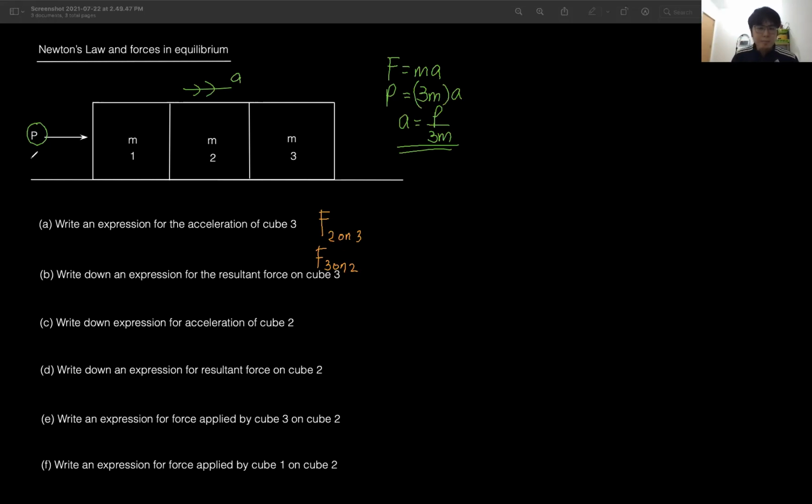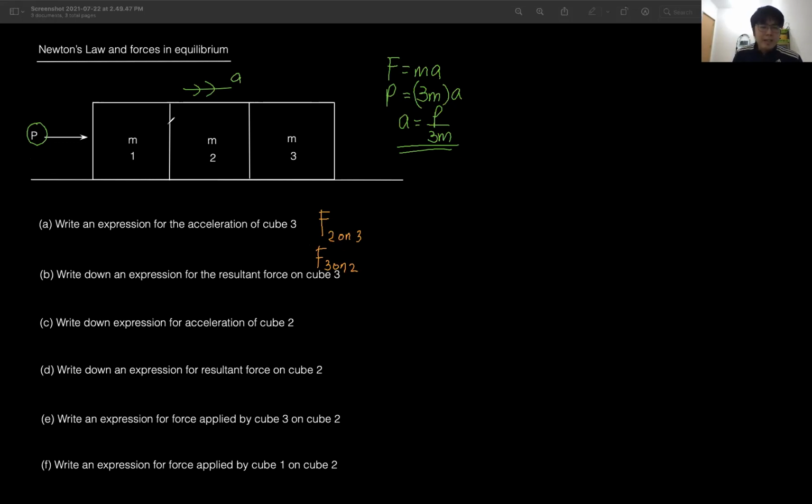One thing to note is that acceleration is the same for all bodies in this case, because every single body is attached, so they are viewed as one single body, like one big body. So if mass 1 accelerates at 2 meters per second squared, then mass 2 and mass 3 will accelerate at the same acceleration. All of them have the same acceleration, which is P divided by 3m.